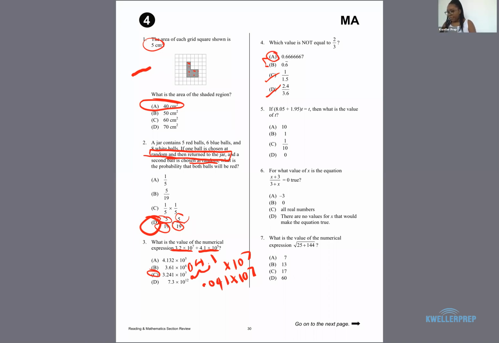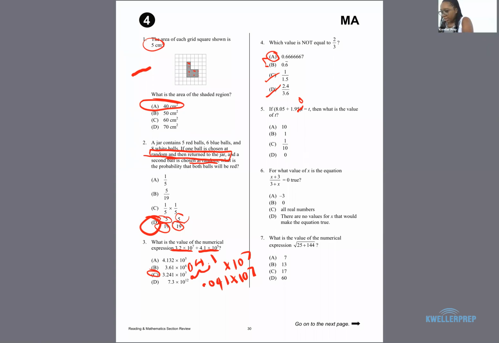Okay, number 5. For number 5, the easiest way to do this is what I call plug and chug. You just plug in values and you work them out. A trick for plugging and chugging is to plug in the easiest number to work with, which is usually 0 or 1. I always go for 0 first, and then if 0 doesn't work, I go for 1, and so on and so forth. We do have a 0 here, so I just plug in the 0.